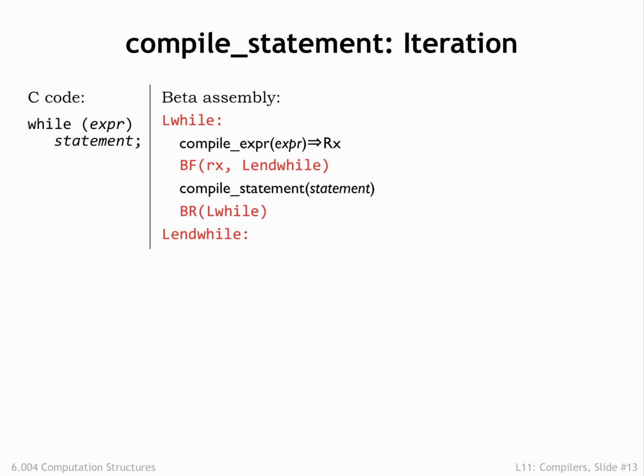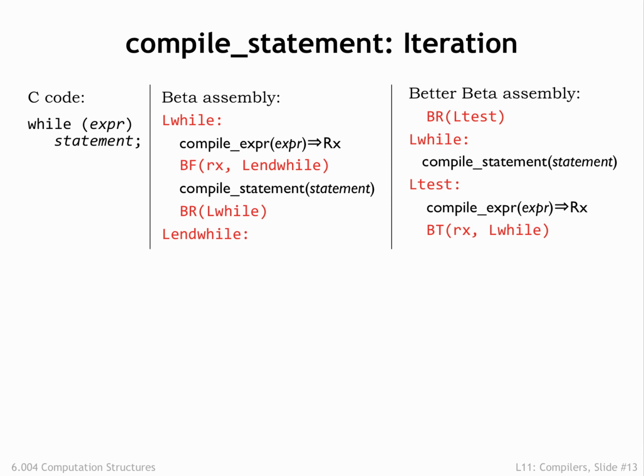And here's the template for the while statement, which looks a lot like the template for the if statement, with a branch at the end that causes the generated code to be re-executed until the value of the test expression is false. With a bit of thought, we can improve on this template slightly. We've reorganized the code so that only a single branch instruction, BT, is executed at each iteration, instead of the two branches, BF and BR, per iteration in the original template.